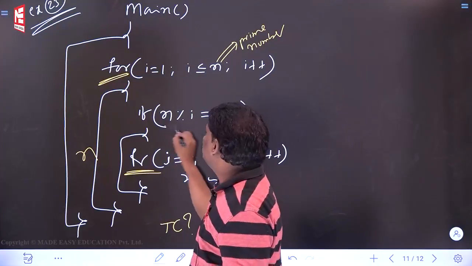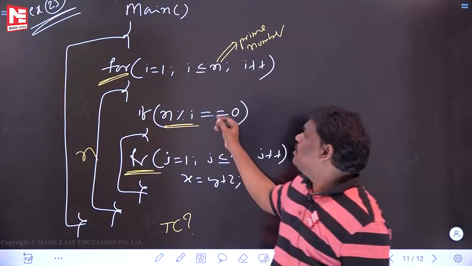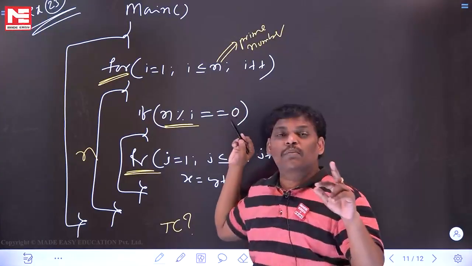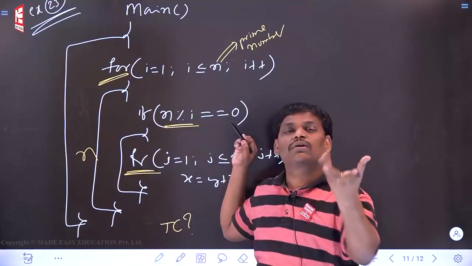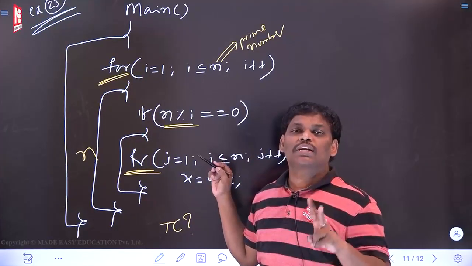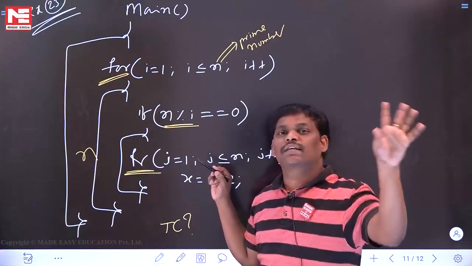For each i value, you will check this condition. Now, n is a prime number. Can you say whether a prime number has 1 factor, 2 factors, or many factors? I think everyone knows: 2 factors. A number is said to be a prime number if it has only 2 factors. What are those? 1 and that number itself.